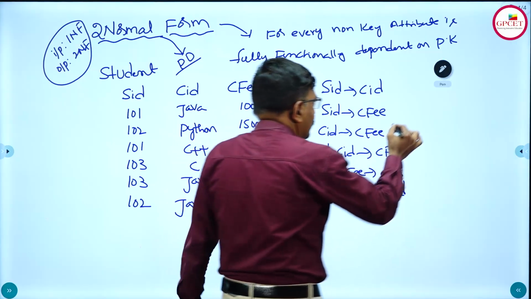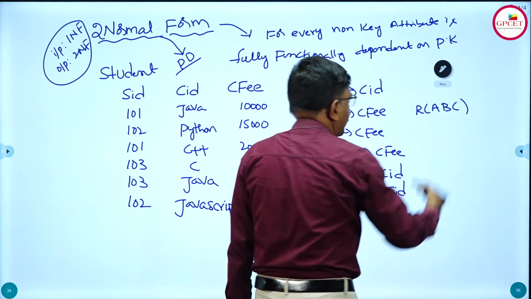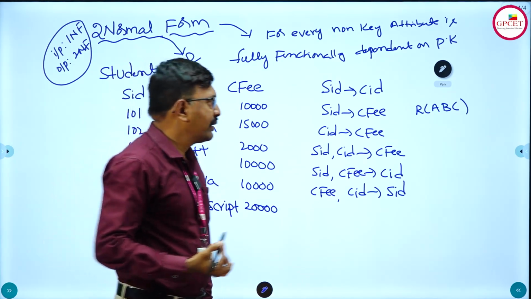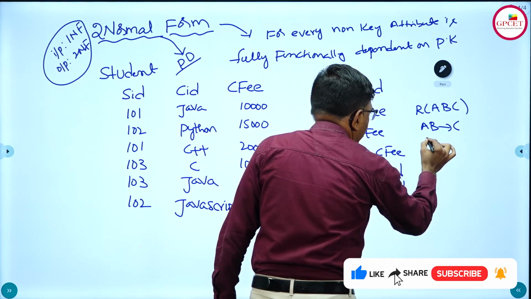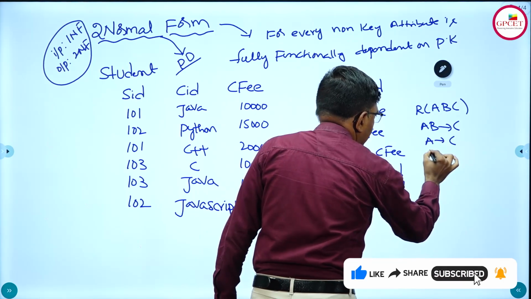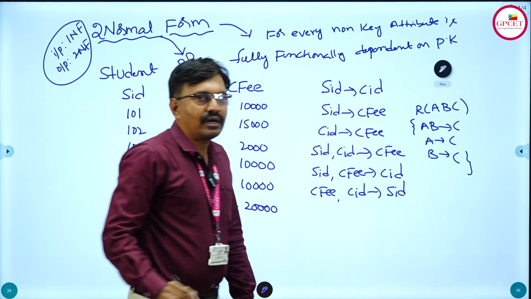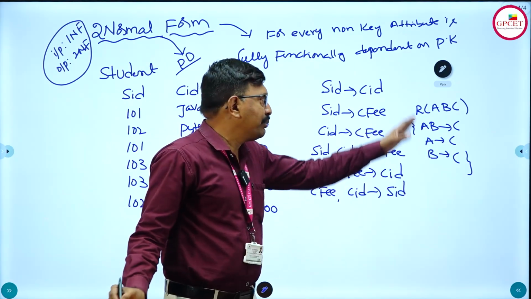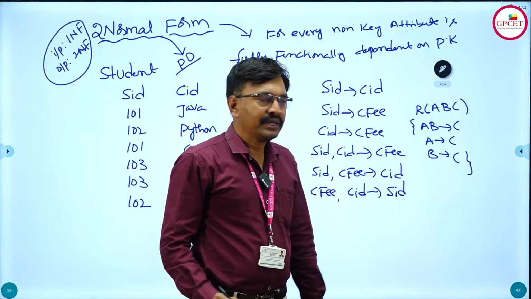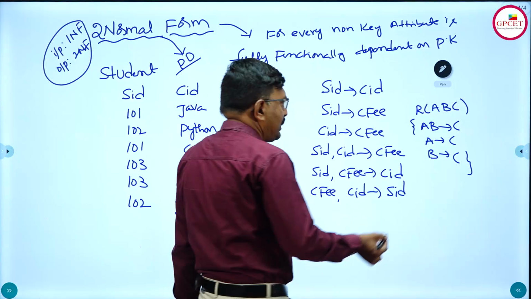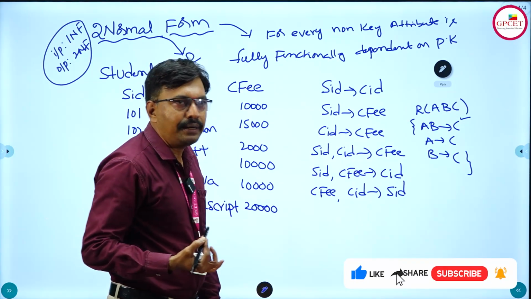For example, R(A, B, C) is a relation with the given functional dependencies: AB tends to C, A tends to C, B tends to C. R is a relation with attribute A, attribute B, and attribute C. Observe here, for every non-key attribute to be fully functionally dependent on the primary key.